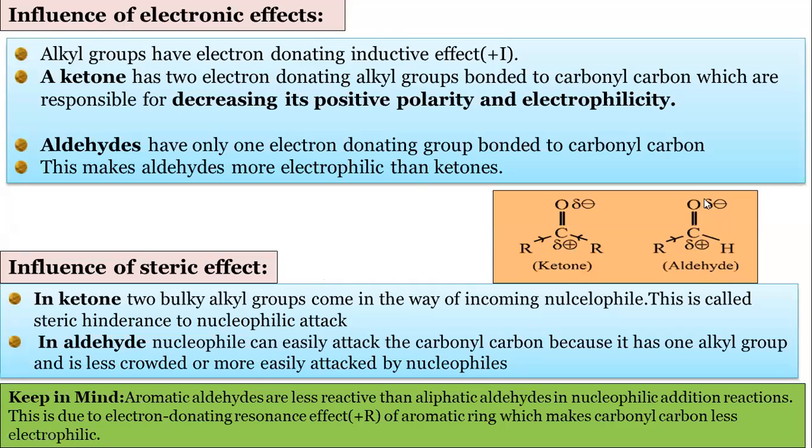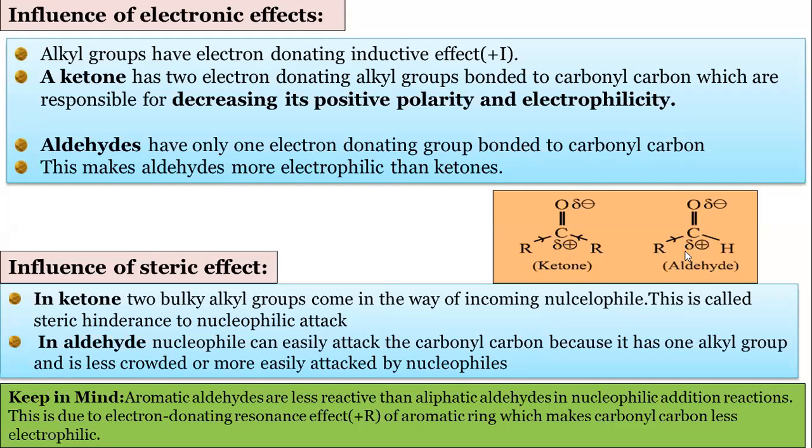See, in case of aldehydes, see this structure carefully. One R group is attached here. One R group means it gives electron density to this carbon, reducing its positive character. If this becomes less positive, the nucleophile will not attack easily. But in case of ketones, if we compare aldehydes and ketones, there are two R groups.